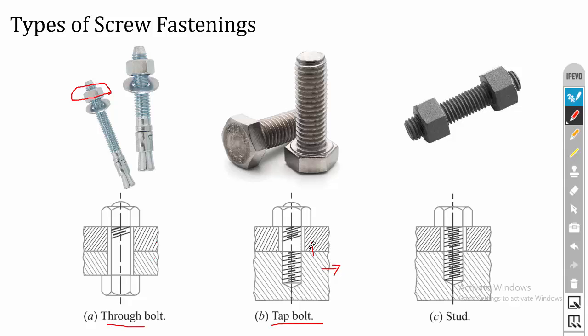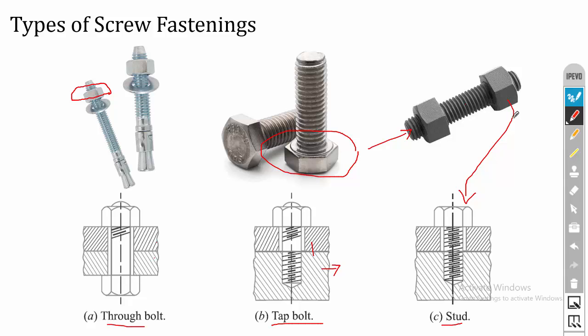So there is no nut used. And the third one is stud. In the case of stud, there is no cap for the screw, so two nuts are used. Here also the threads are formed in the plates, and the stud is used to join the two plates by threading the two plates together using the stud. And in some cases, one nut may be used on the top part to give some additional tightening torque.